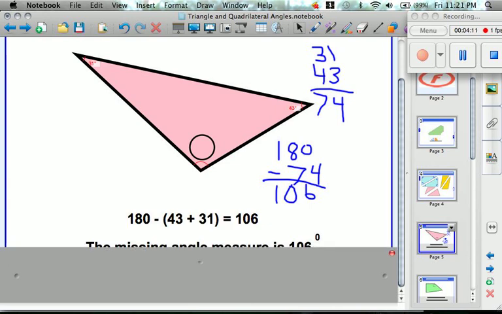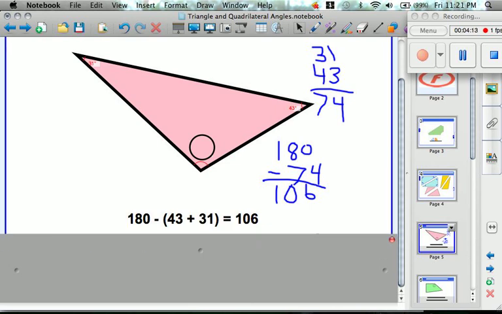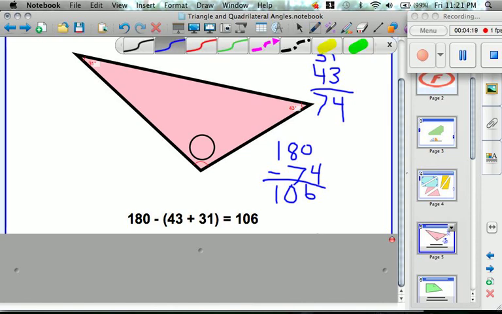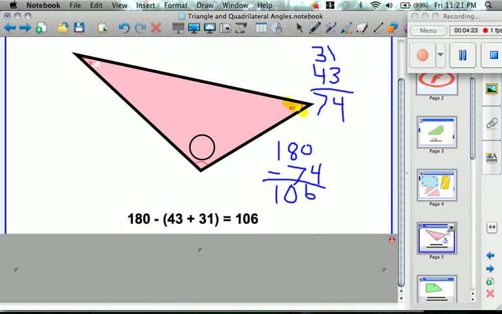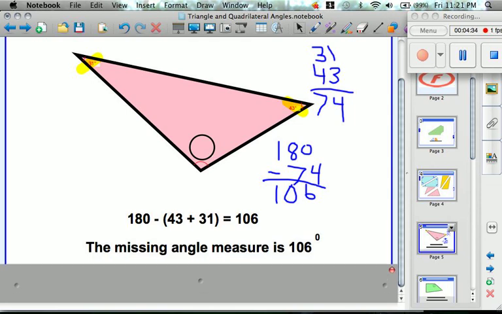So let's see what it said for us. Working right here, 180 degrees we started off with. Then we subtracted the 43 degree angle. Then we subtracted the 31 degree angle. And then after all of that, we get 106 degrees. So therefore, the missing angle measure is 106 degrees.